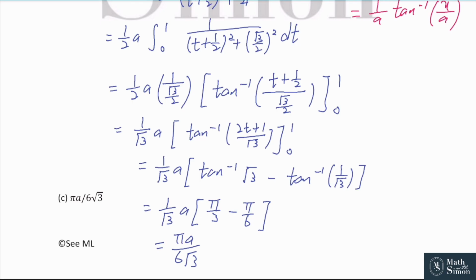As you can see, the skills or requirements of the integration are getting more and more demanding. So we really have to make sure we have very good integration skills, to be able to recognize different types of functions and things like that. It's very important.